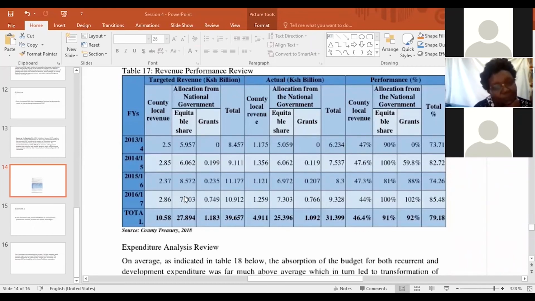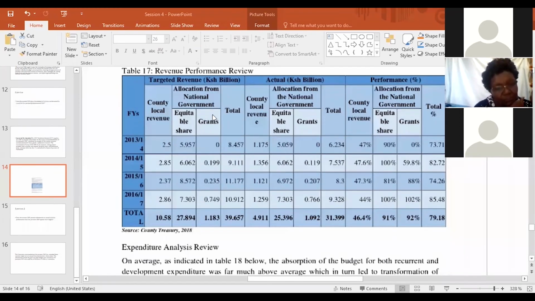Now the equitable share is usually discussed in the Senate. As I said, equitable share is from the Commission for Revenue Allocation. They table it at the Senate, and then senators discuss how much each county should get based on a certain formula. This formula started way back in 2013 or so. After every 3 years, a new formula is brought in place. So the equitable share refers to that, and it is discussed there.